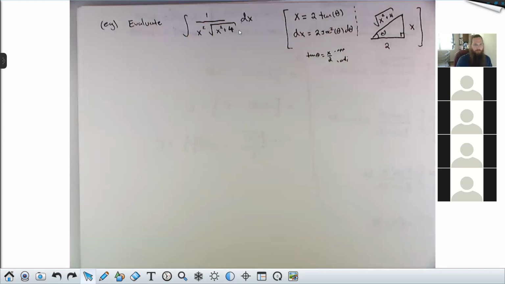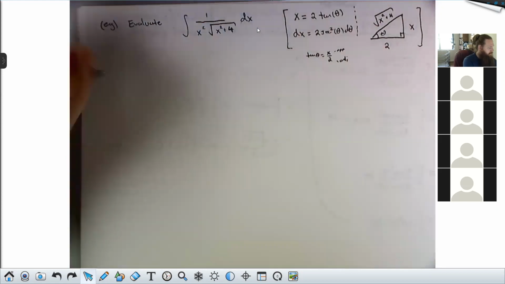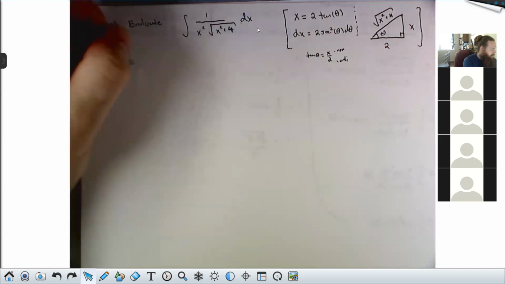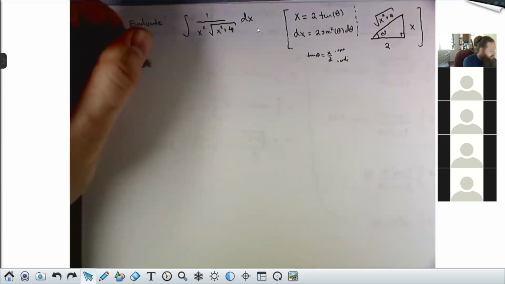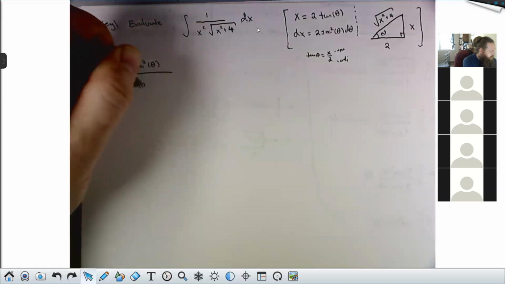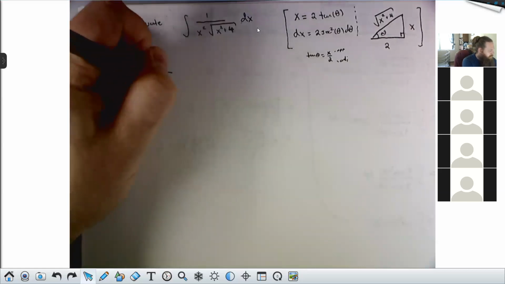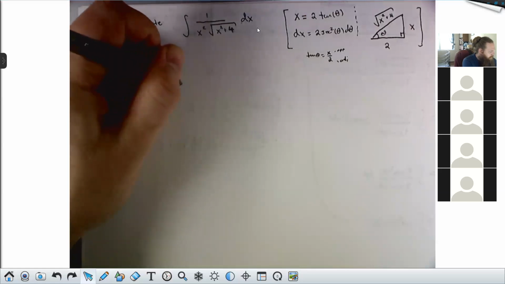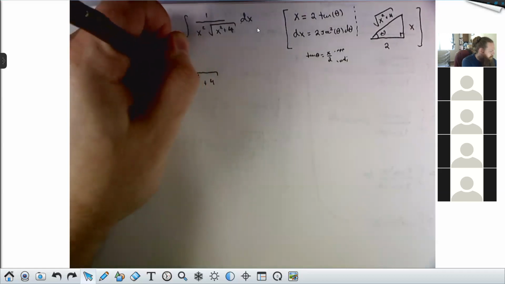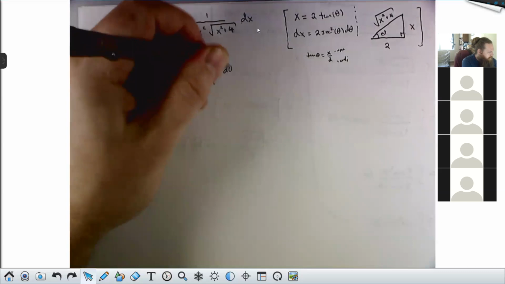Nice to get that out of the way. Now we just plug everything in. Everywhere there's an x, I write 2 tangent theta. And for dx, I write 2 secant squared theta d theta. So this becomes, I'll put the 2 secant squared theta d theta upstairs, or at least the 2 secant squared theta. Downstairs here, x squared, that's 2 tan theta squared. And the square root is the square root of 2 tan theta squared plus 4, and then d theta.